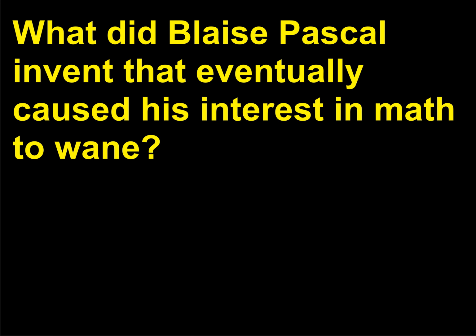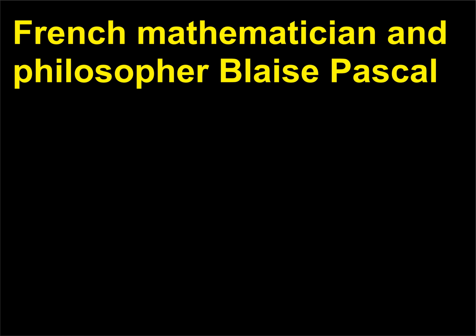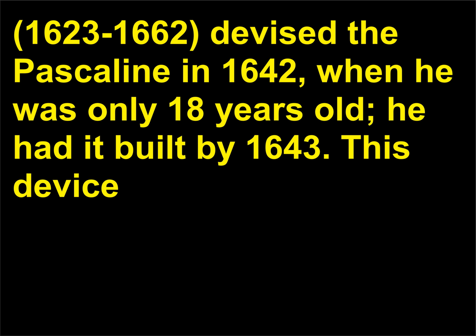What did Blaise Pascal invent that eventually caused his interest in math to wane? French mathematician and philosopher Blaise Pascal, 1623 to 1662, devised the Pascaline in 1642, when he was only 18 years old. He had it built by 1643.